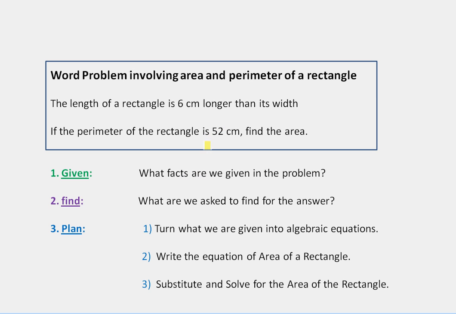Before we start a word problem, we ask ourselves three things. First, what facts are we given in the problem? In this problem, we know that the length of a rectangle is 6 centimeters longer than the width. We also know the perimeter is 52 centimeters. Second, what are we asked to find for the answer? We see the word find here and the area, so we are looking for the area of the rectangle.